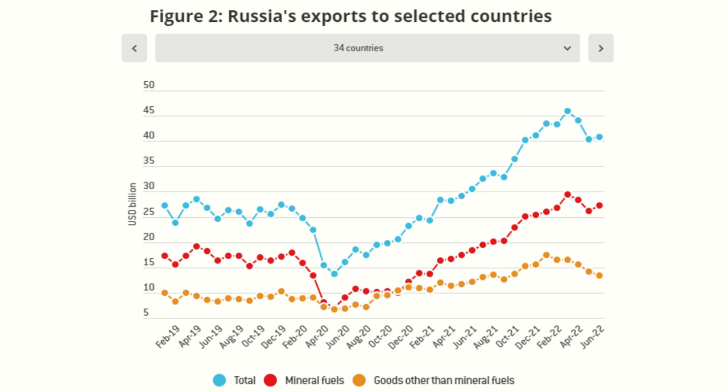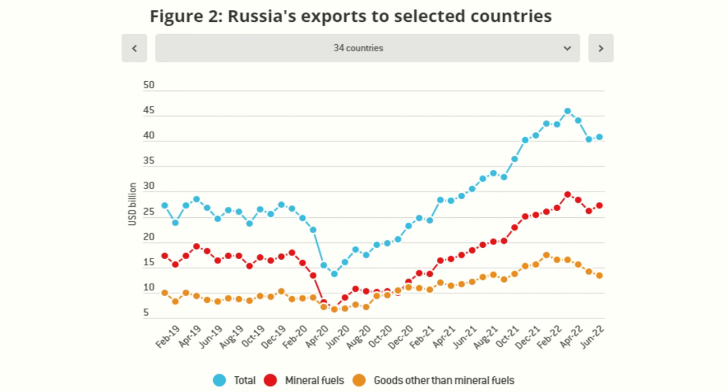Now, if we look at the breakdown of those figures and deal with goods other than mineral fuels first, so the orange line, we can see that in January, the total value of goods exported by Russia was $17 billion. However, there has been a consistent month-on-month decline, and in June, that figure had dropped to $13 billion. And that represents a fall of over $4 billion. If we then look at mineral fuels, in March, the total amount of exports was $30 billion. That figure dropped to $26 billion in May, and then increased to $27 billion in June.